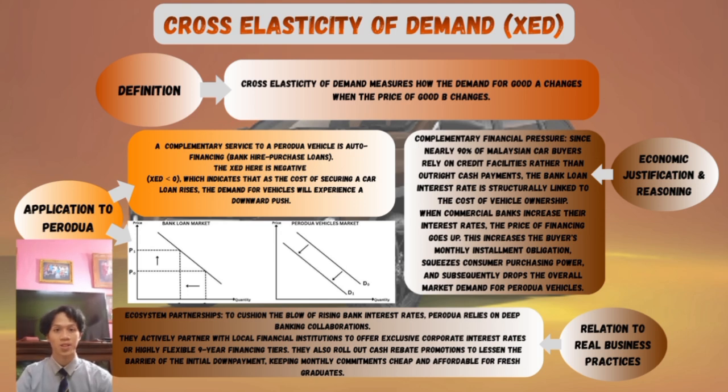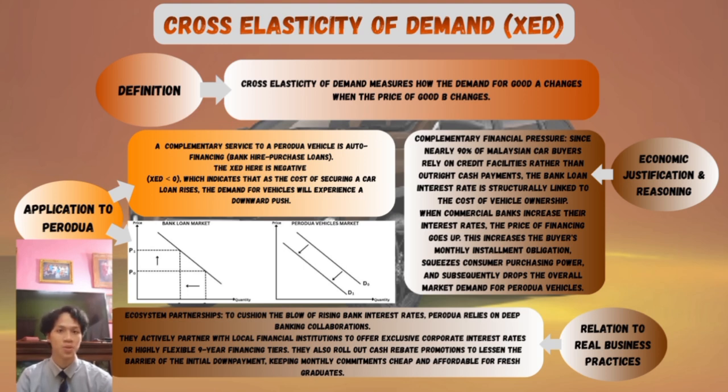So, when banks increase interest rates, the cost of financing becomes more expensive. Buyers then need to pay higher monthly installments, which reduces their purchasing power. As a result, the overall demand for Perodua vehicles will decline.